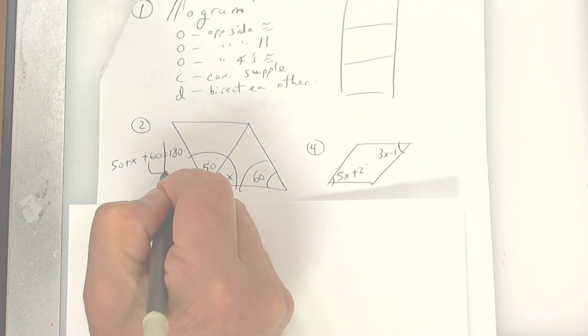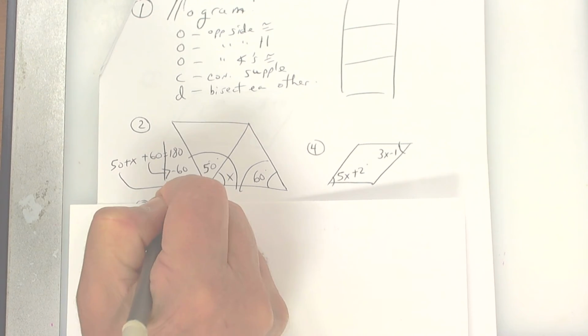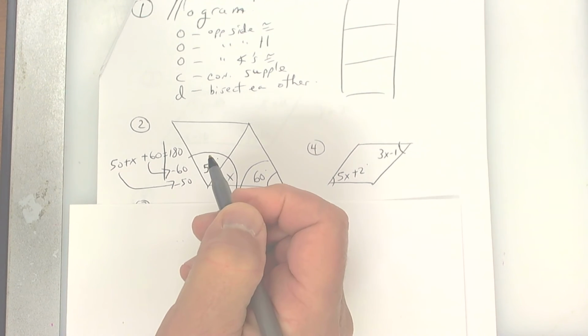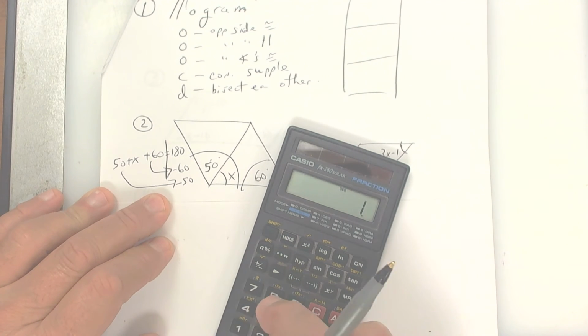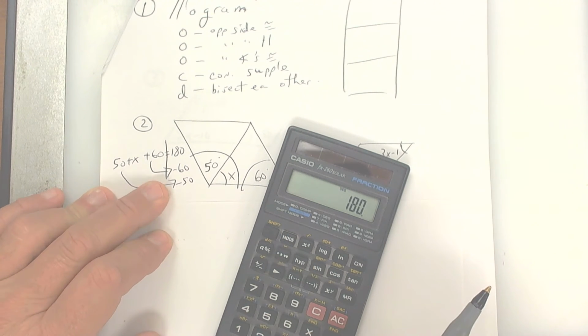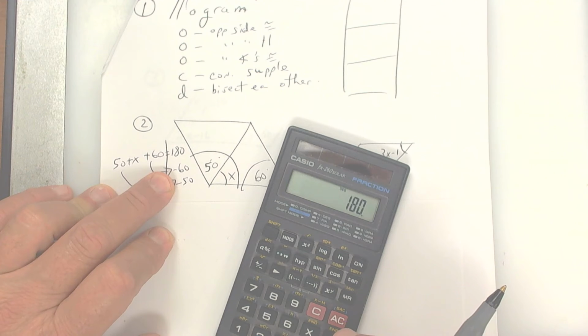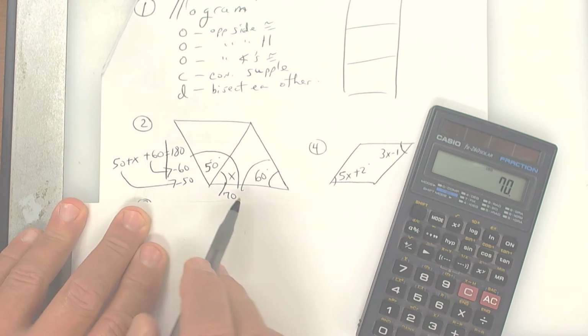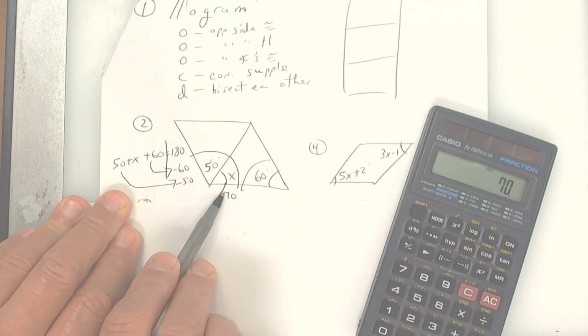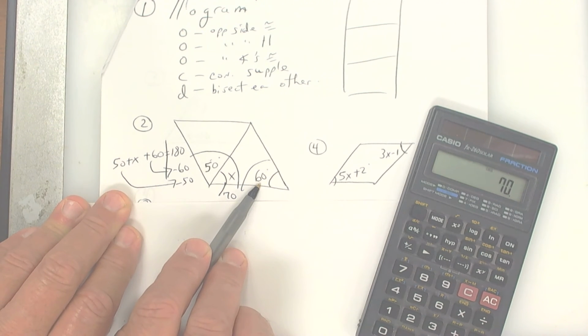Then you get your calculator. You subtract 60, you subtract 50, and whatever you get is your answer. So that's 110. So 180 minus 110, because 60 and 50 is 110, equals 70. So this angle has to be 70 degrees. This is 120 plus 60 makes 180.